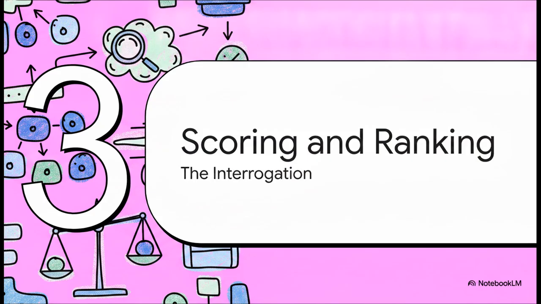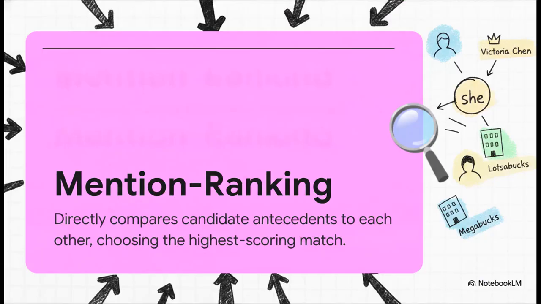Section 3, scoring and ranking matches, the interrogation. Once we've gathered our suspects, the AI has to interrogate them to figure out which ones actually connect. Let's see how modern systems evaluate these matches. So here's the absolute crucial point. Modern algorithms use a mention ranking model.